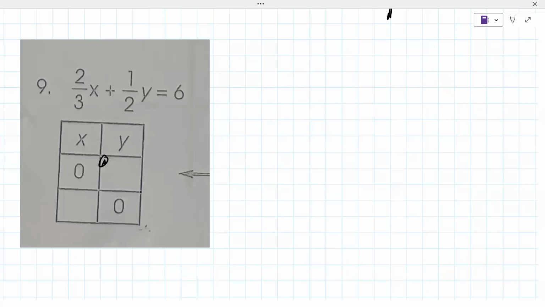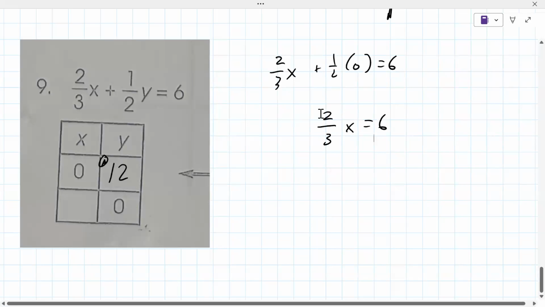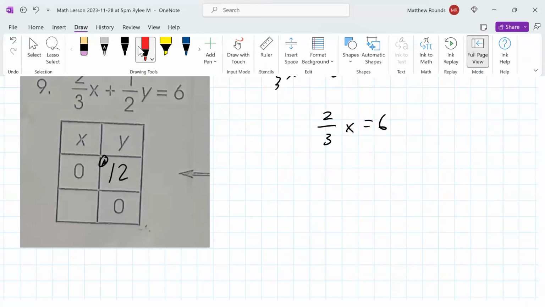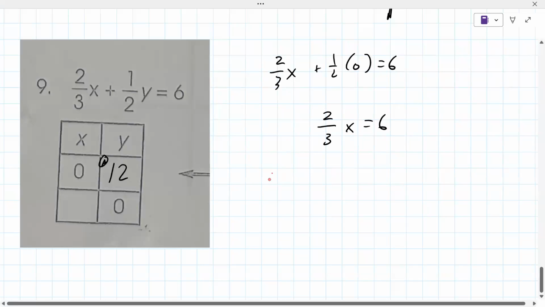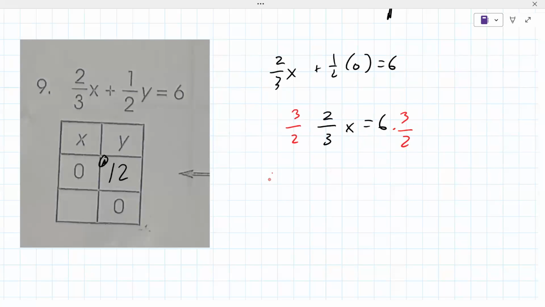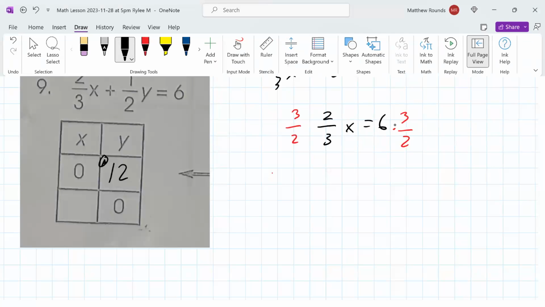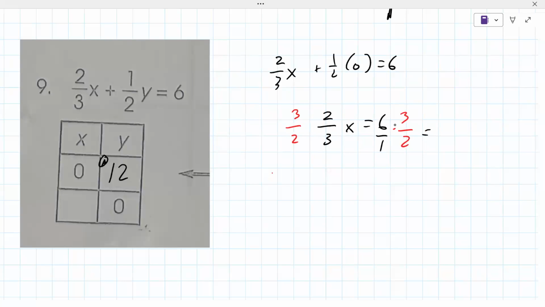Would y equal 12? So y is 12. Now to find x, it's 2/3 x plus 1/2 times 0 equals 6. 2/3 x equals 6. What is the reciprocal of 2/3? 3/2. So you're going to multiply both sides by 3/2. 6 is really 6/1, and like we've been doing before, you multiply the tops, you multiply the bottoms.